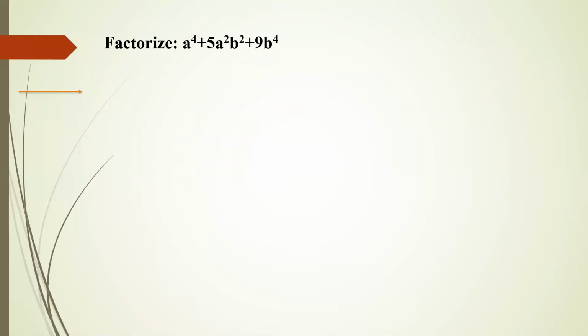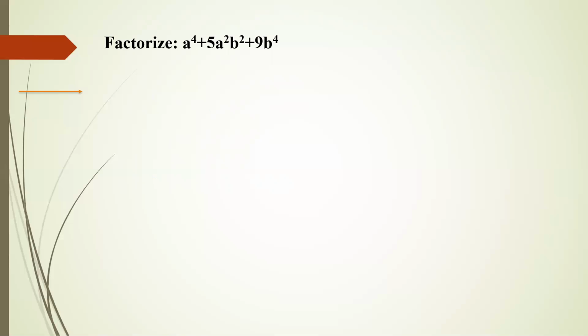Okay, now what can we do here? First, look at the expression properly. If you look at the power of a, in the first term it is a to the power 4, in the second term it is a square, and in the last term there is no a, that means the power is 0. So the power of a is in descending order, right? You just check this pattern here. Once we know that this is in the power 4, we use the same way.